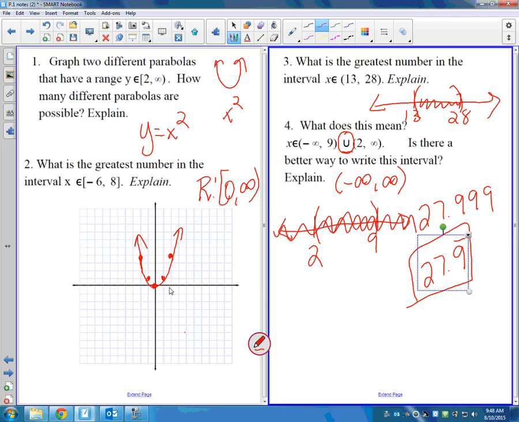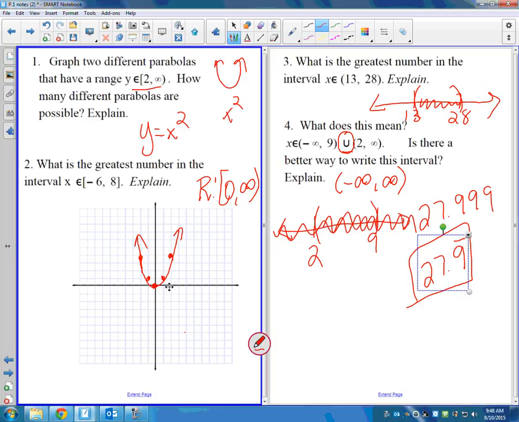Could you graph 2 different parabolas that have a range from 2 to infinity instead of 0 to infinity? Or maybe if you don't know the answer yet, could you graph 1? Could you tell me where I could make one parabola that has a range of 2 to infinity?